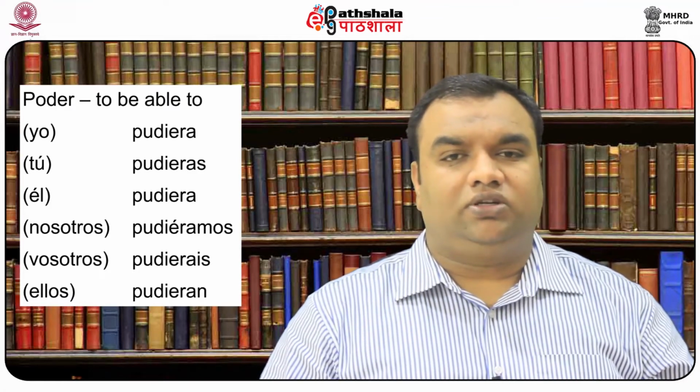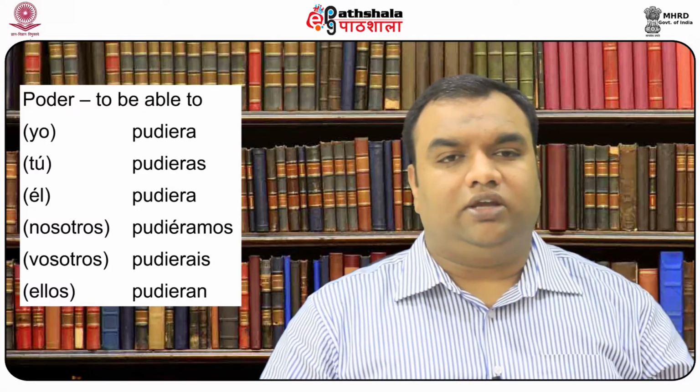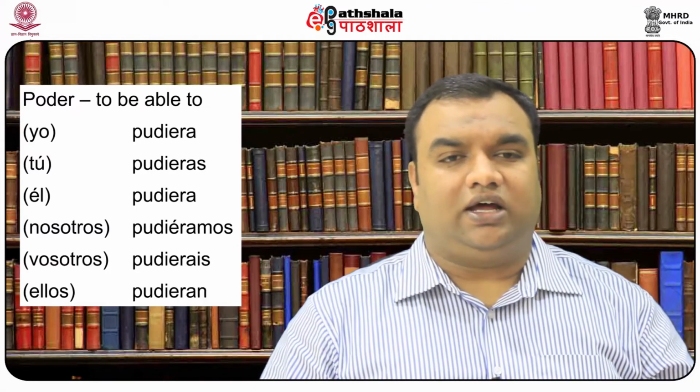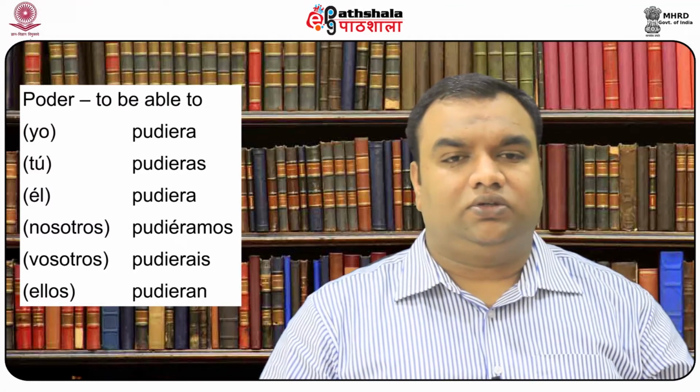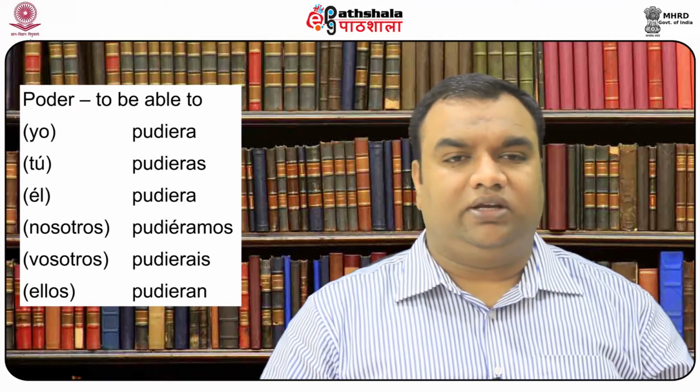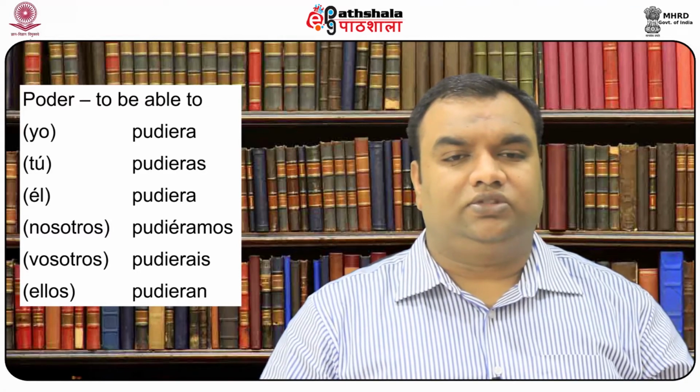The next verb is poder, which means to be able to. In the third person plural of the preterite, it is conjugated as pudieron. So, the imperfect subjunctive conjugations are yo pudiera, tú pudieras, él, ella, usted pudiera, nosotros pudiéramos, vosotros pudierais, ellos, ellas, ustedes pudieran.